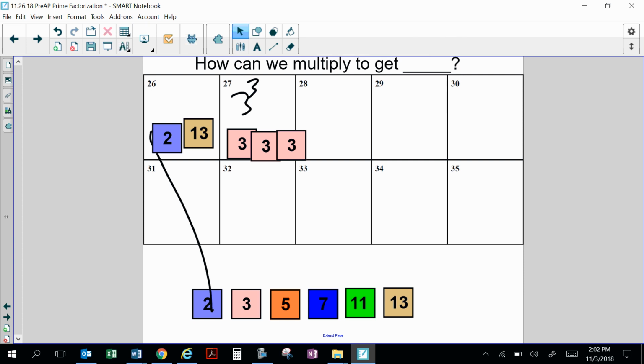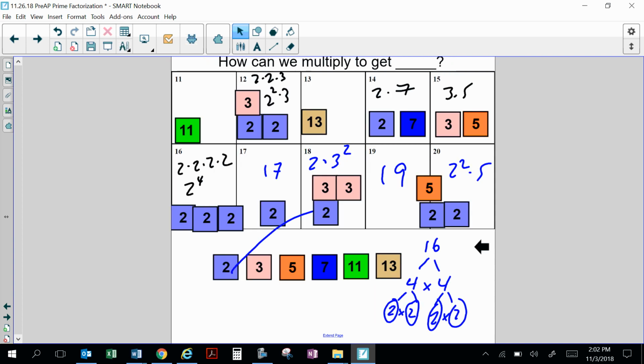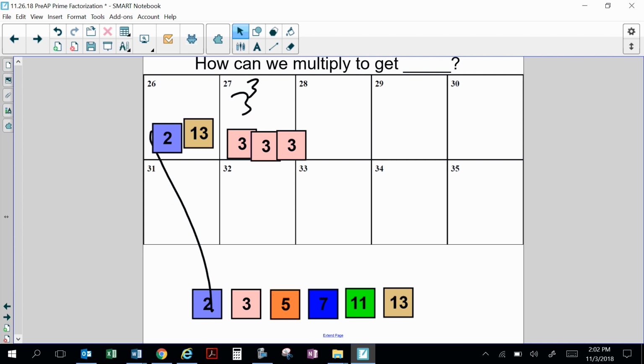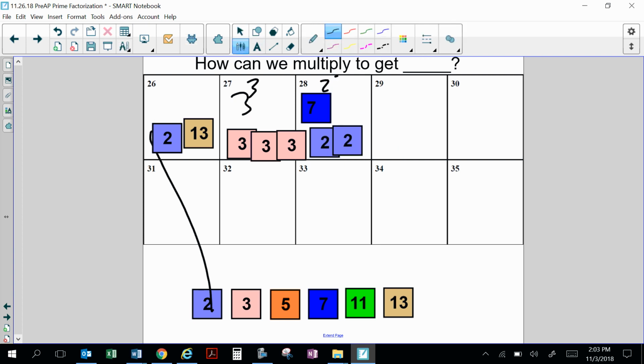Next one, 28. How will you represent 28? Several ways you could represent 28. I'll try 4 times 7. How can we break down 4? 4 is 2 times 2, and that's 4 times 7. But what is another way you could have broken it down? Well, what if I did it this way? 2 times, and what's 2 times 7? 14. That's another way I could have broken it down. So these are all different equivalent ways of breaking it. So how would you write this as an exponent? 2 squared times 7.